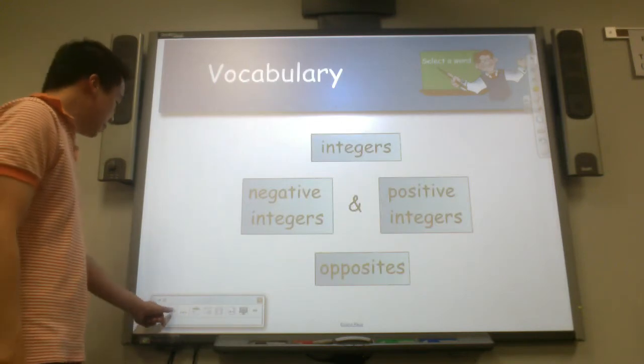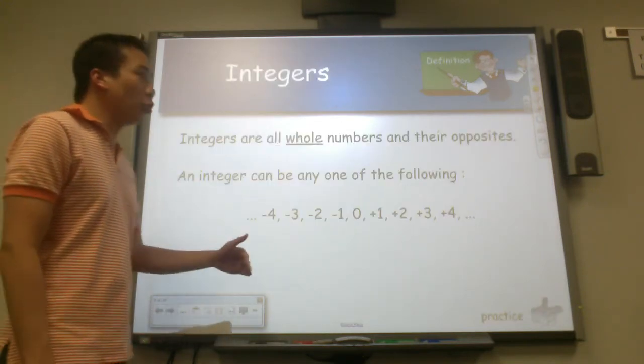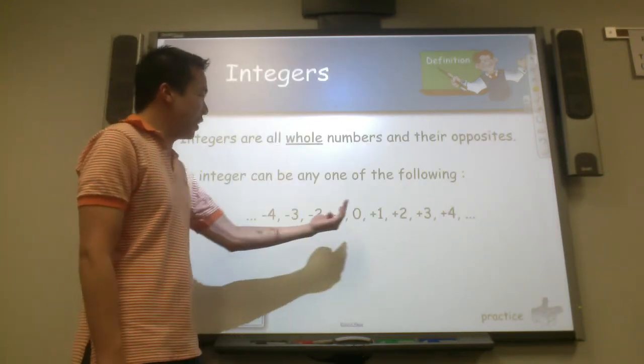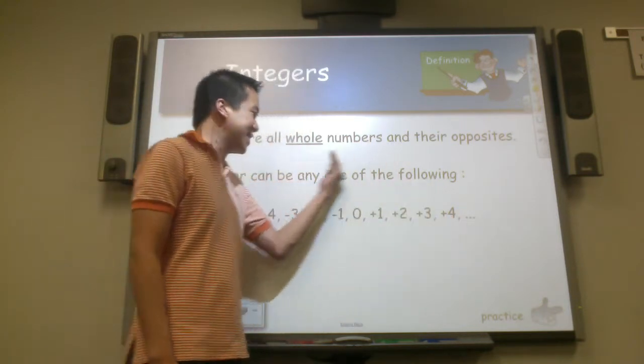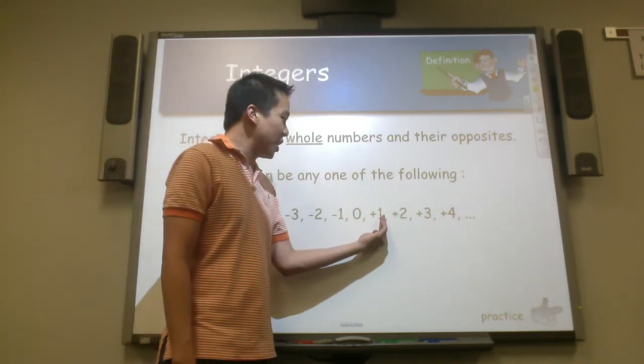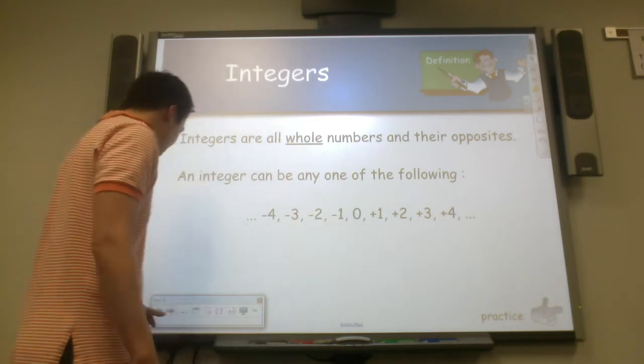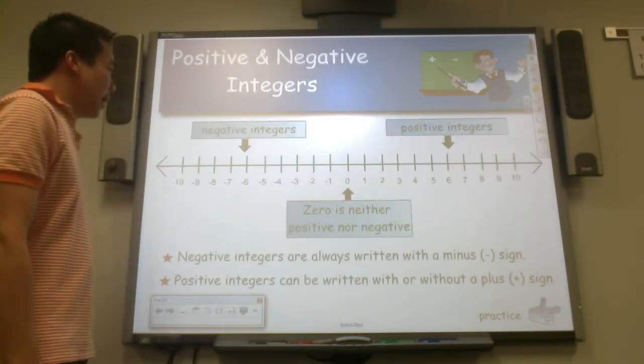So again, integers are whole numbers and their opposites. So you have positive 4, its opposite is negative 4. You have positive 1, its opposite is negative 1. How can you tell?